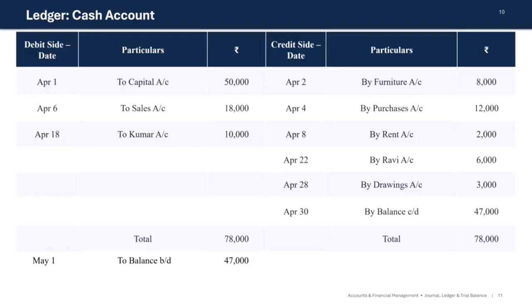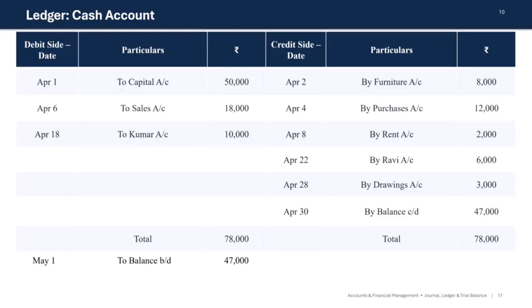Now we can see the credit side. The dates are April 2, April 4, April 8, April 22, April 28 and April 30. Now we see the particulars. By furniture account the credited amount is 8,000. By purchases account the credited amount is 12,000. By rent account the credited amount is 2,000. By Ravi's account the credited amount is 6,000. By drawings account the credited amount is 3,000.